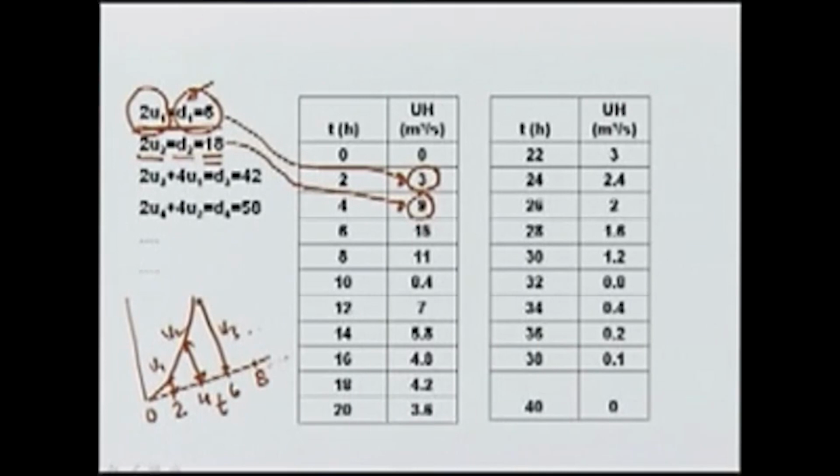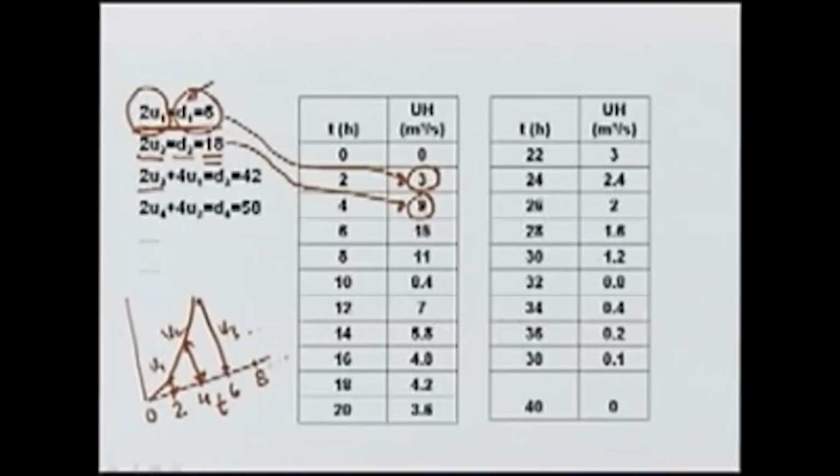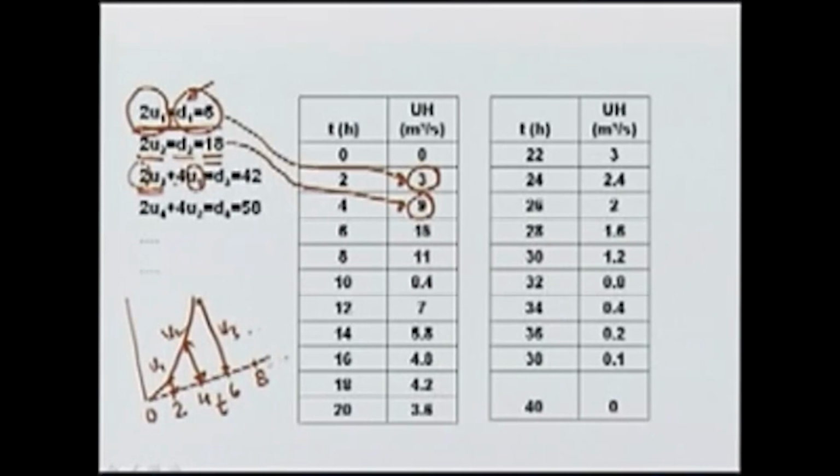Now, when we go to the next time, which is 6 hours, then we have a combination of ordinates coming from both the first and the second rain. For the first rain, the ordinate will be U3, which will be at 6 hours and multiplied by 2. For the second rain, the ordinate will be U1, which corresponds to 2 hours, because we are computing at 6 hours means the second rain has started 2 hours before that time. Therefore, we have to take U1 and multiply it by 4, because the second rain total rainfall is 4 centimeter.